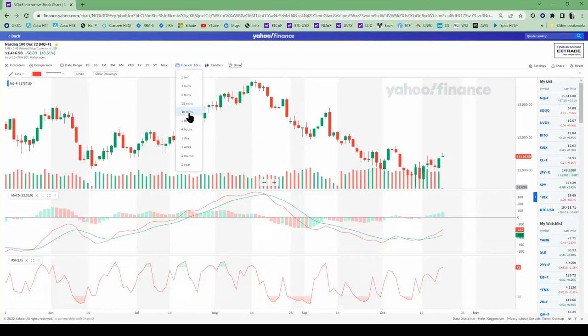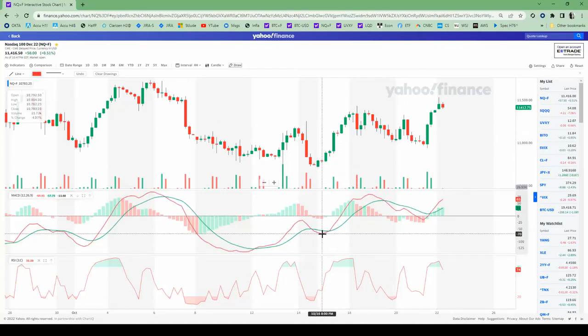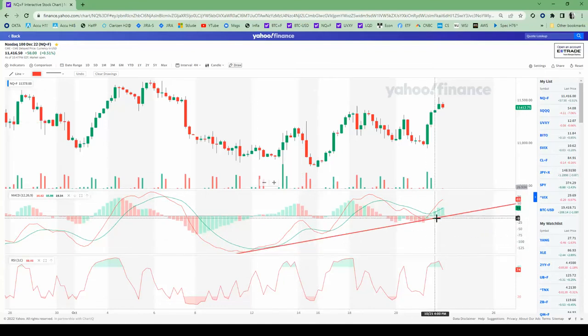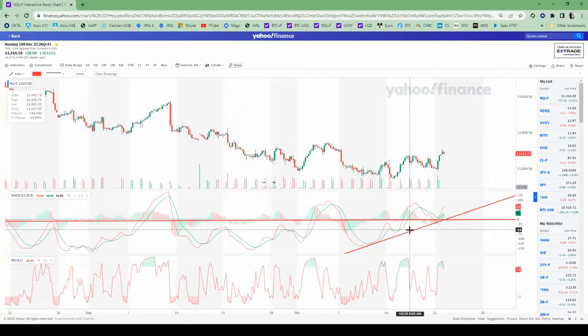Let's go into the 4-hour chart, which is quite telling actually. So you will see, let me draw this line here. Look at that. This is the 4-hour chart. The MACD line on the 4-hour is very, very close right here. It made the low near the zero line. That is very, very bullish.